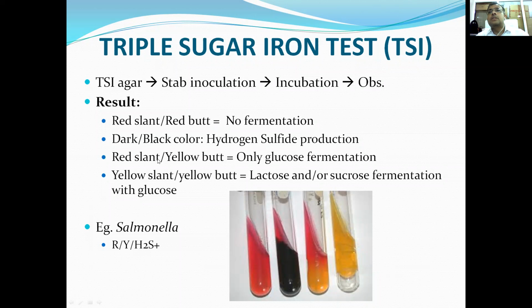You can observe such changes on the next day. Here I give an example: for Salmonella, we write the observation or result like this. Red indicates that the slant is red, yellow indicates that your butt is yellow, and H2S plus indicates that Salmonella produces hydrogen sulfide. Likewise, other organisms also have a typical result or combination of results. So this is in brief about TSI.